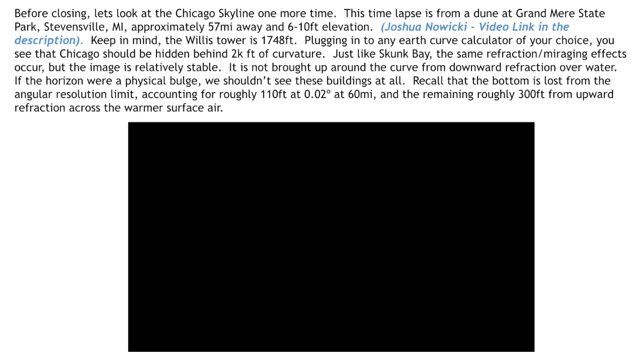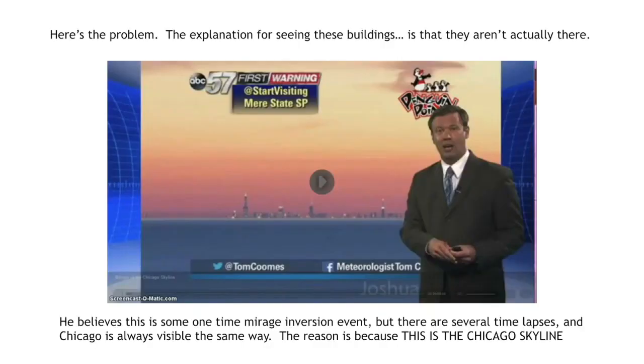Again, to me, that's the Chicago skyline. And it's waving and moving slightly up and down, just like the Skunk Bay footage. But just like Skunk Bay, you were looking at those buildings across the water. I am looking at the Chicago skyline across the water. So here's the problem. The explanation for seeing these buildings is that they aren't actually there. So again, they're going to tell you that this is not actually what you're looking at.